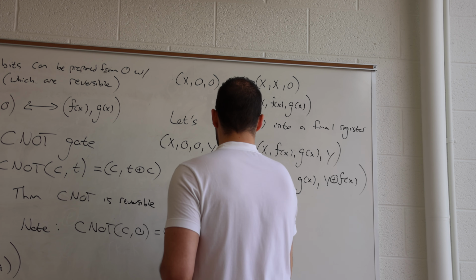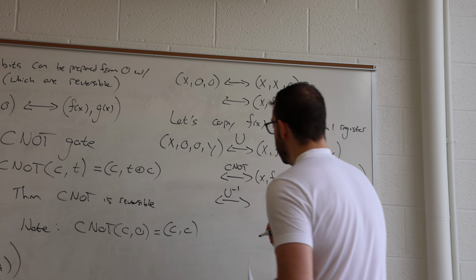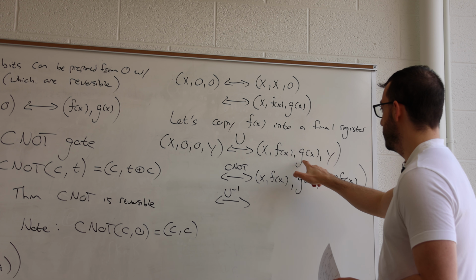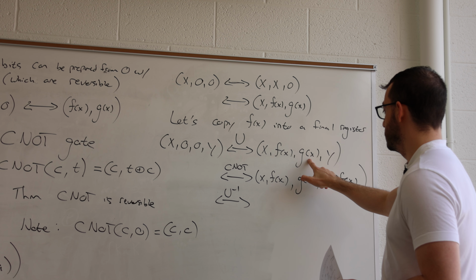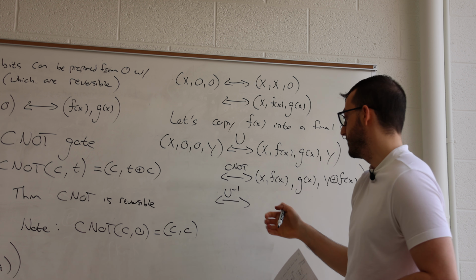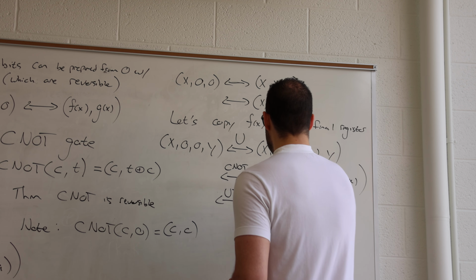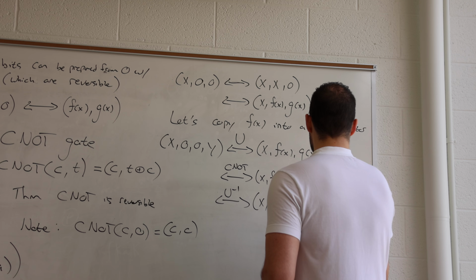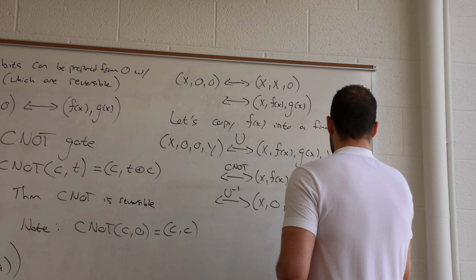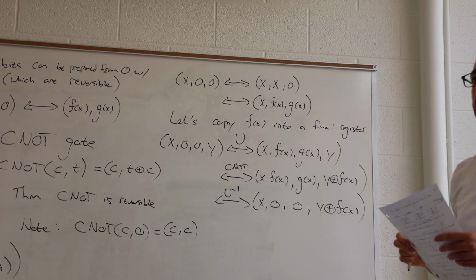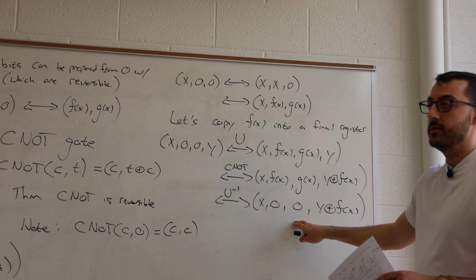So let's do that. U inverse here will do what? Well, it's just going to map the first 3 registers, x, f of x, g of x, to x, 0, 0. Does everyone agree? That's how we defined u. So this is what its inverse will do. And we know that it has an inverse by construction. So the last thing I get is x, 0, 0, y plus f of x. And this is exactly what we wanted.